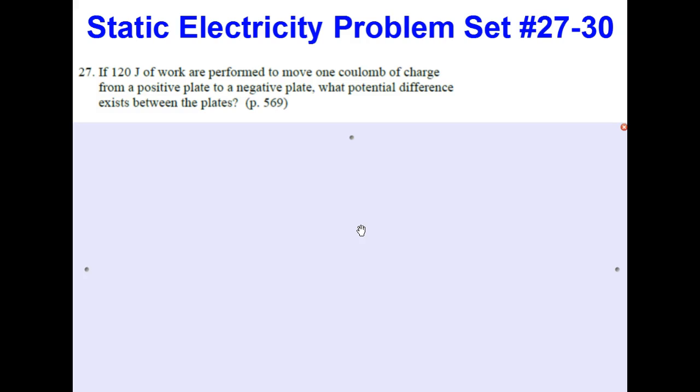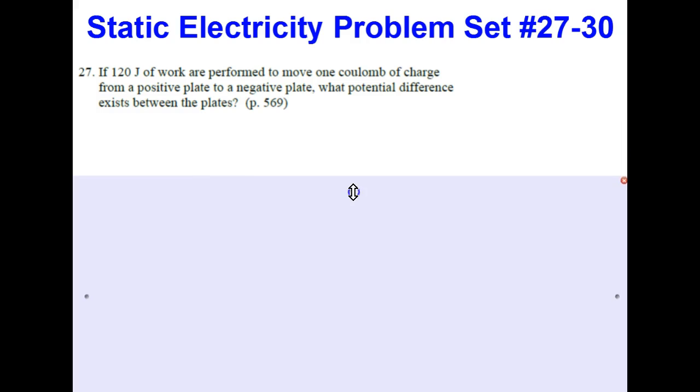For 27, if 120 joules of work are performed to move 1 coulomb of charge from a positive plate to a negative plate, what potential difference exists between the plates? We're taking a look here. Your 120 joules of work would be a capital W. And then you're told 1 coulomb of charge, which would be the Q value. And you're asked for the potential difference, which is the V value.